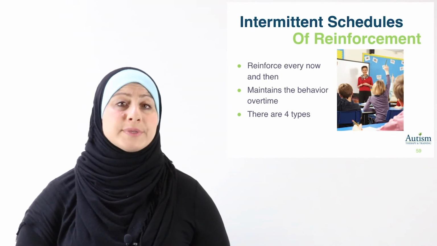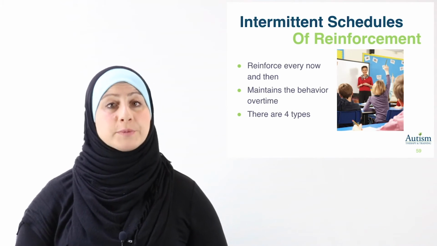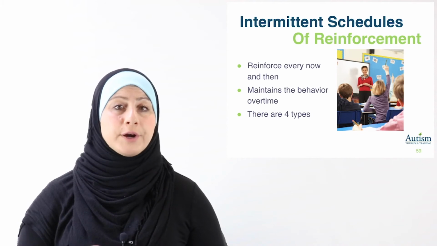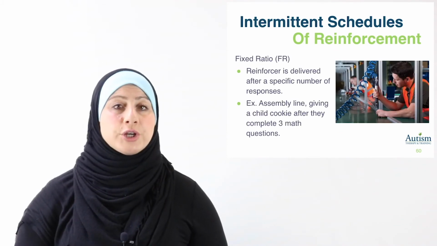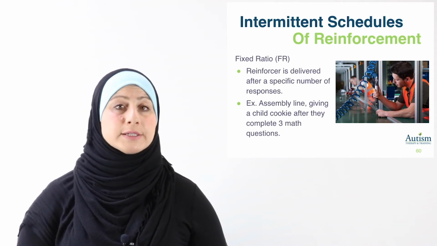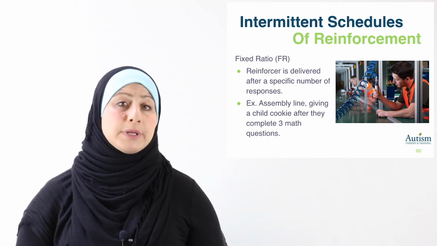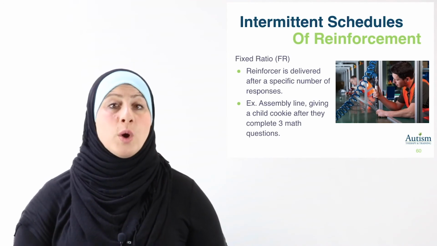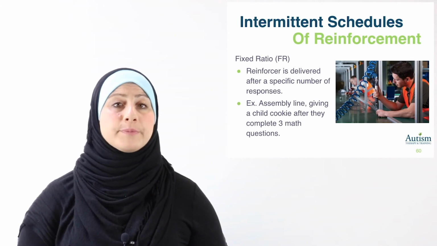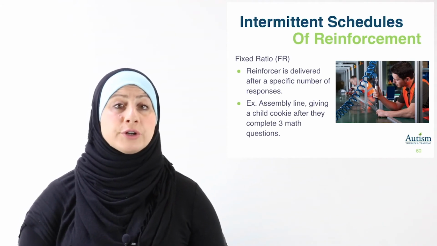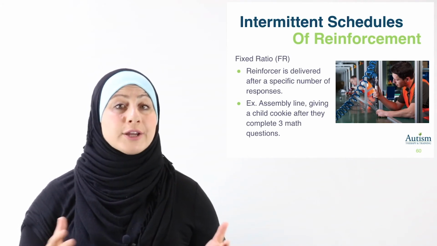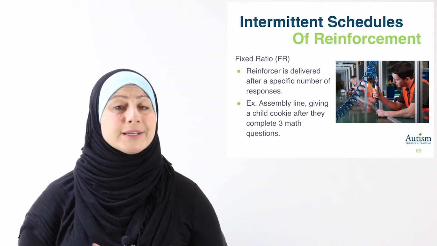There are 4 types of intermittent schedules of reinforcement: fixed ratio, fixed interval, variable ratio, and variable interval. Fixed ratio is when a reinforcer is delivered after a specific number of responses. Imagine you worked on an assembly line. Fixed ratio would be that you have to complete 200 pieces before you can take a coffee break. Another example is you give your learner a cookie after completing 3 math questions, or you give your dog a treat after he does 2 tricks, and so on.